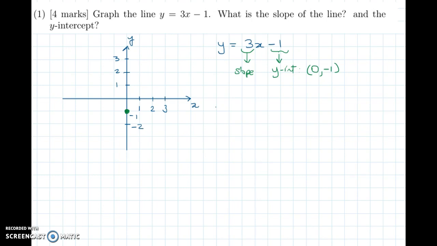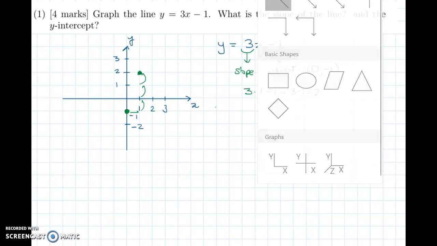Then we can use the fact that the slope is 3. That means that when we go one step to the right, we need to go 3 steps up. So 1 to the right, 1, 2, 3 up. So we are getting to the point 1, 2. And that's also going to be a point of the line. You can check over here. When x is equal to 1, we're going to be doing 3 times 1 minus 1, which is equal to 3 minus 1, which is equal to 2. So that point is correct.